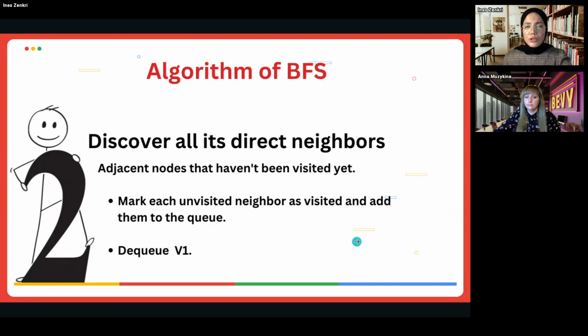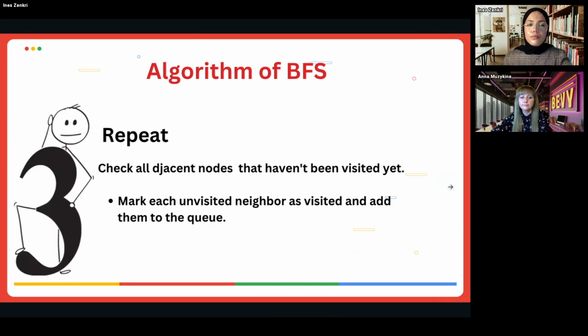And then once we are done with all the neighbors of V1, we just dequeue it, because as we saw last time, the queue works with FIFO logic, so first in, first out. Since V1 is the first one that we have seen, it's also the first one that will be popped out of the queue once we are done with it. And as a third step, we just repeat the process for each node that is in the queue.